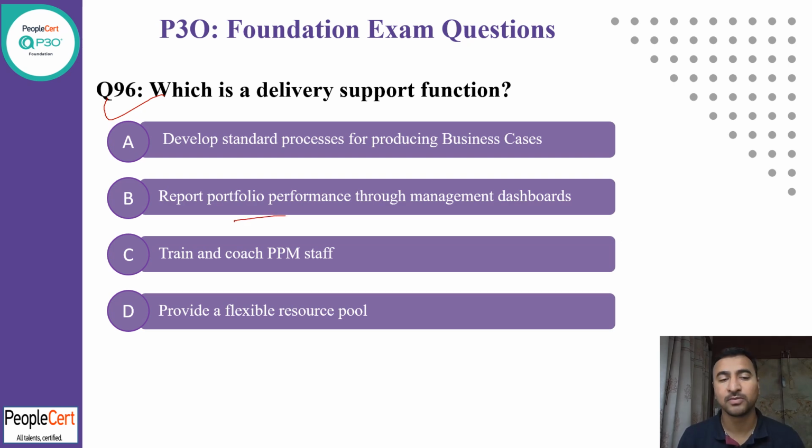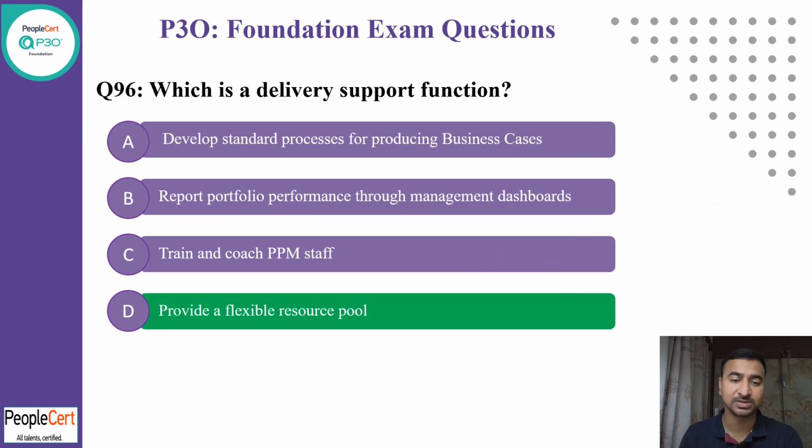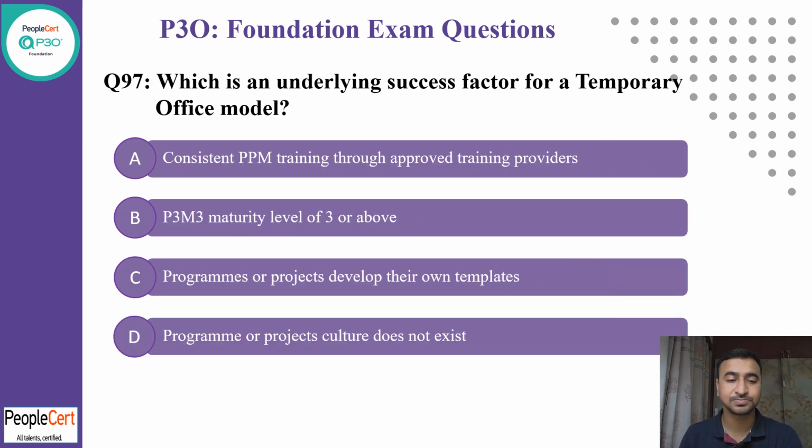Report portfolio performance through a management dashboard, again that is a strategy support function. Train, coach PPM staff, that is COE, center of excellence. Provide flexible resources, that is your delivery support function, because here you help in delivery of the things. This is again your strategy support function. So option A and B is a strategy support function, C is COE, and D is your delivery support function. Yeah, that's the correct answer.